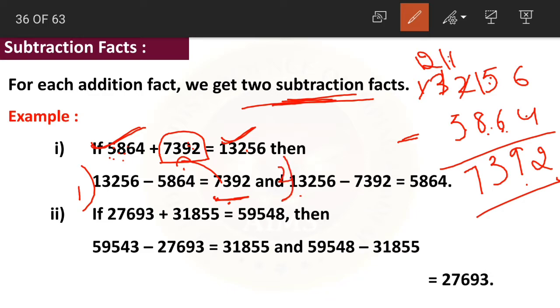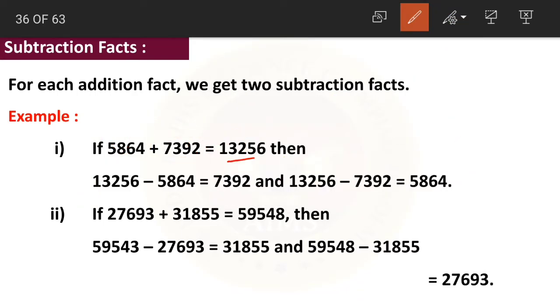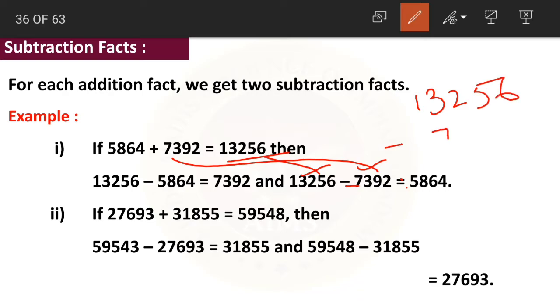Now coming to the second fact, again of these three numbers, sum is the bigger number. So write the sum minus. In the first fact we subtracted the first addend, right? Now we will go for the second one. The sum minus the second addend will be equal to, see, 13,256 minus 7,392. 6 minus 2, 4.